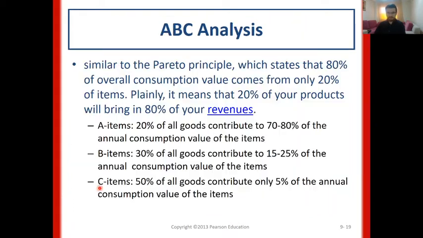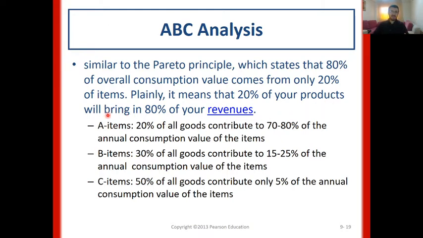Okay, so, as I also said before, ABC analysis is pretty much similar to the Pareto principle. Let's remember what the Pareto principle says. The Pareto principle states that 80% of overall consumption value, overall revenue, comes from only 20% of the items. Simply put, it means that 20% of your products actually generate 80% of your revenues.